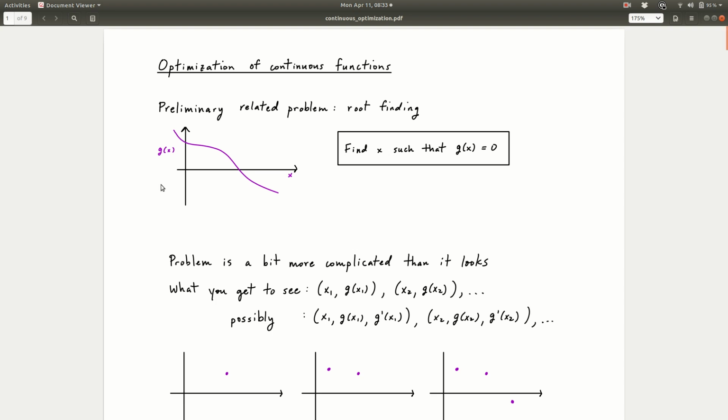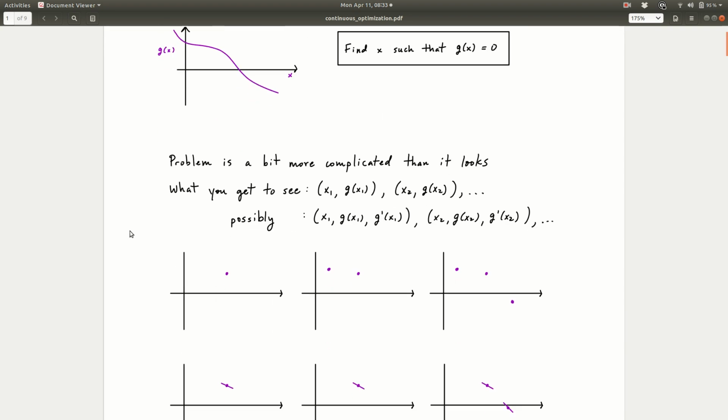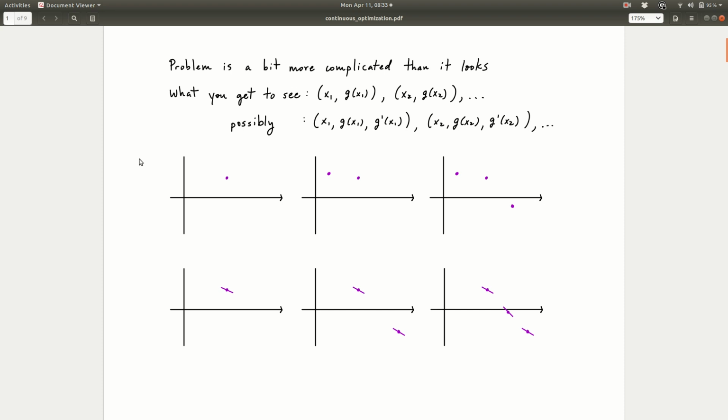And the reason is that we don't really get to see the whole function. What you really get to see is a sequence of inputs and outputs. So what you would get to see is you get to basically guess the root x1, evaluate the function g of x1, which would give you this point here. And then from this point, you've basically got to guess which direction to move.